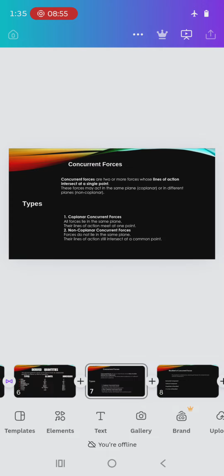Okay. Then coplanar forces. What are coplanar forces? When two or more forces acting on a body lie in one common plane, they are said to be coplanar, or these forces are called coplanar forces. Then types: coplanar concurrent forces, non-coplanar concurrent forces.